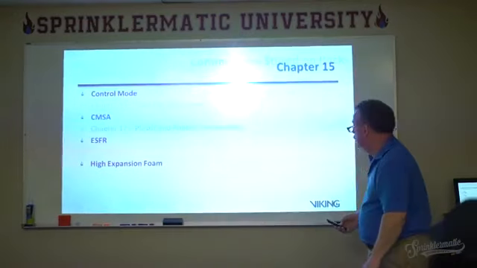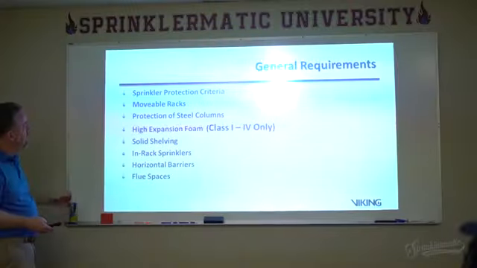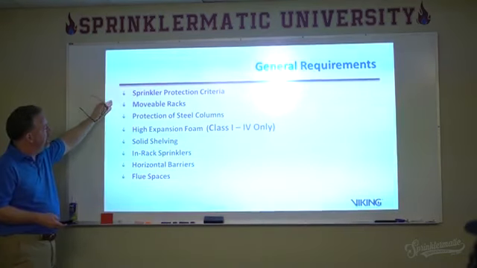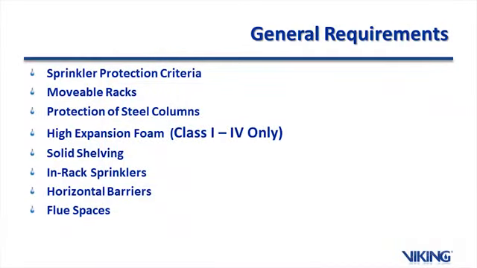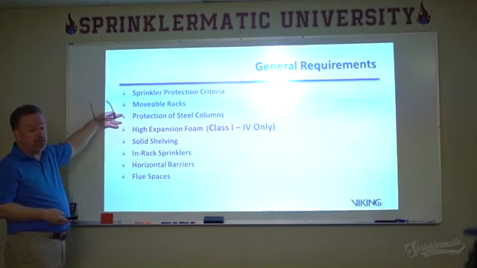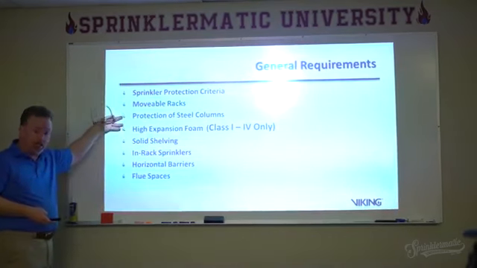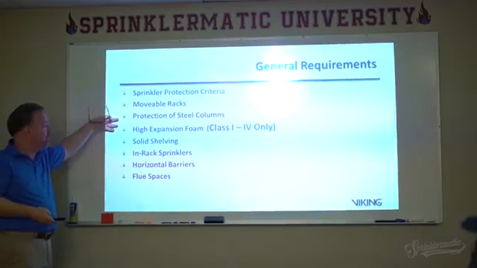Especially as we get into commodities stored in racks. Chapters 16 and 17 deal with commodities stored on racks. And again, we have general requirements and then requirements for protection of steel columns, because protection of movable racks. Steel columns become a big issue here with rack storage because we have unprotected steel columns running up through our racks sometimes that are holding up the building. So there may be situations where we have to design sprinklers to be spraying onto the steel columns within our racks in order to provide the protection and the strength.